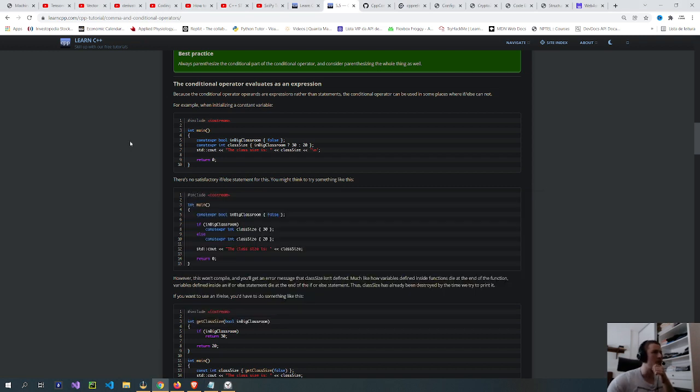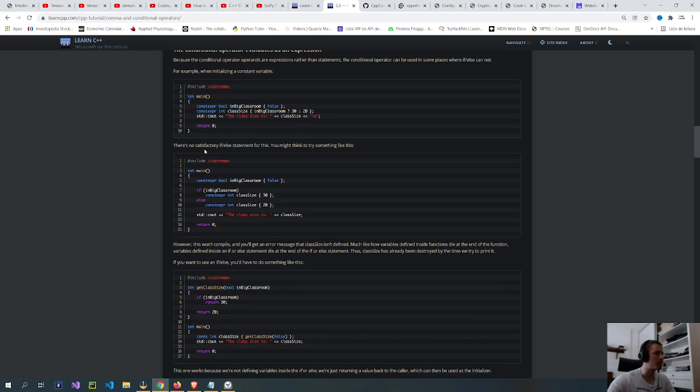Because the conditional operator operands are expressions rather than statements, the conditional operator can be used in some places where if-else cannot. For example, when initializing a constant variable. There is no satisfactory if-else statement for this. You might think to try something like this. So here is making a constant expression Boolean to false, then an int class size.